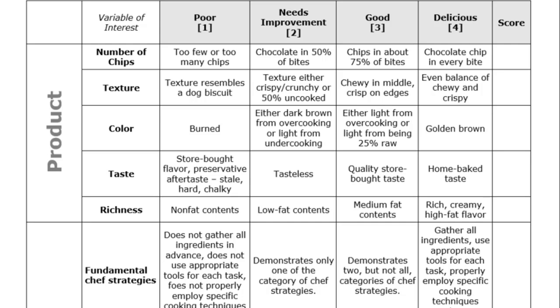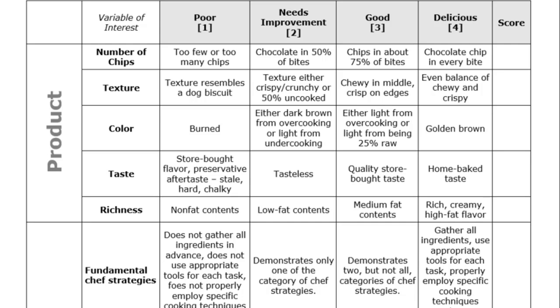Well, as indicated earlier, you can break this up into 2 main categories, the product and the performance. I have the product ones on display here. And again, there are 4 criteria from poor, that would be a score of 1, to delicious. The variables of interest that I would be evaluating when it comes to the product would be, first of all, the number of chips. And again, a poor cookie would be too few, or perhaps even too many chips. And if you jump all the way to the delicious end of the spectrum, there's at least 1 chocolate chip in every bite. That would be at the delicious level. Although frankly, I think it should be more than just 1, but that's me.